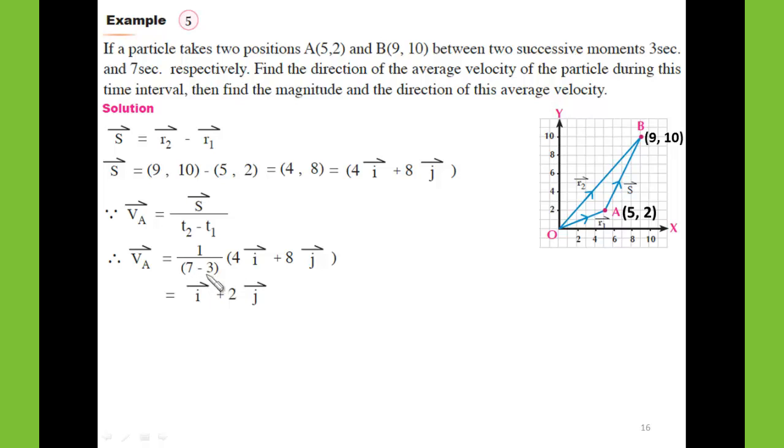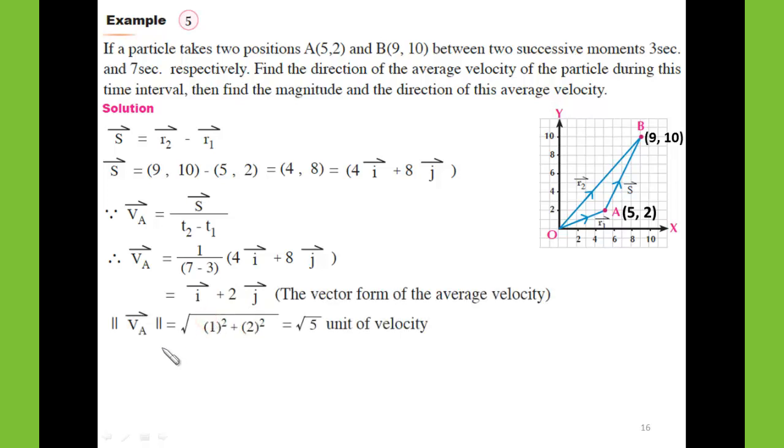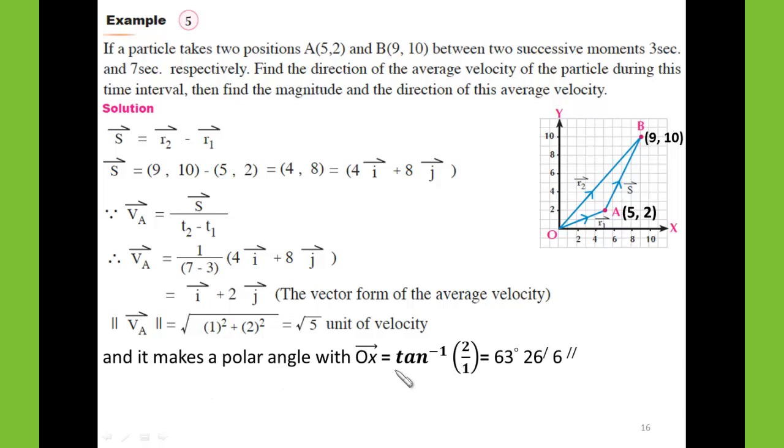4 divided by 4 equals 1. And 8 divided by 4 equals 2. So the average velocity vector equals i plus 2j. How do we determine its magnitude? The magnitude of the average velocity vector equals the square root of 1 squared plus 2 squared, which equals root 5 units of velocity. What about its direction? It makes a polar angle with the x-axis equal to tan inverse of y over x. So it equals 63 degrees, 26 minutes and 6 seconds.